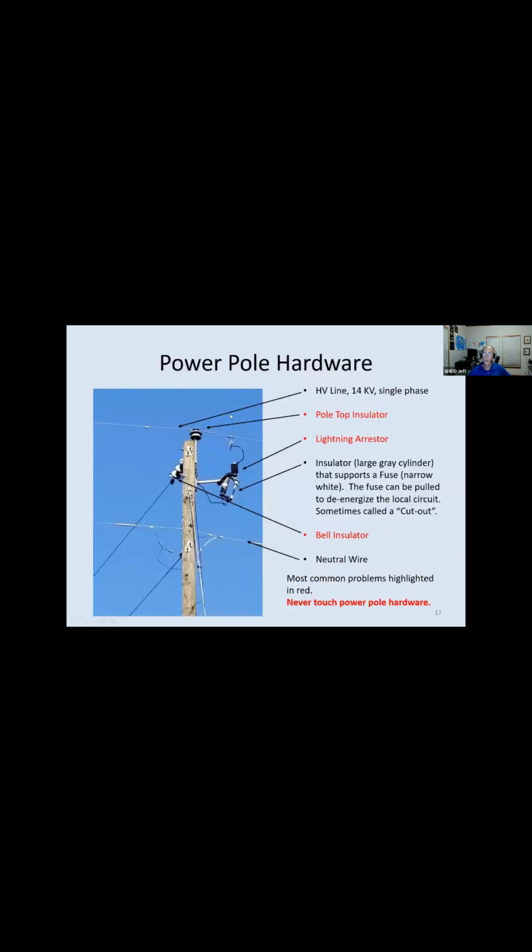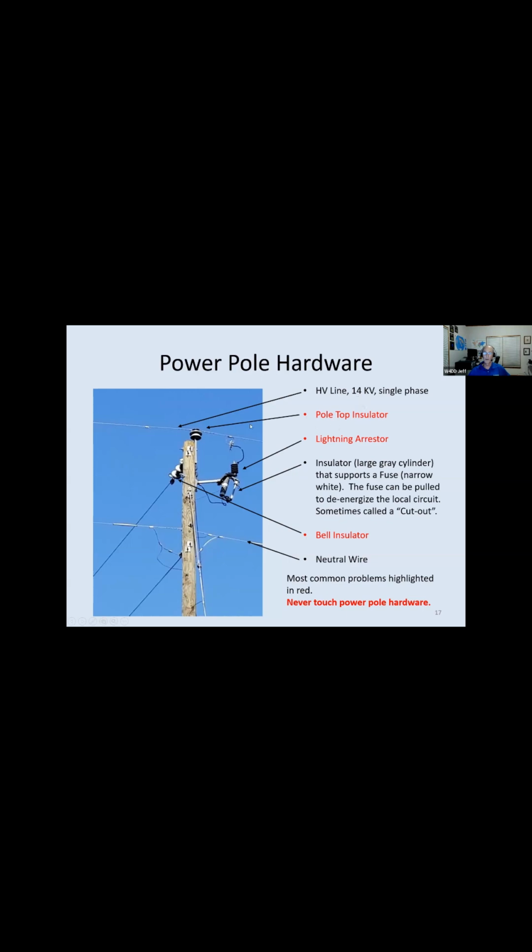So what does power pole hardware look like? Here's a picture of a simple pole. It's a single phase pole. There's only one high voltage line on this pole at the very top. In this case, it was a 14 kV line. Typically, they run 7 and 14 kV, the 2 common voltages.